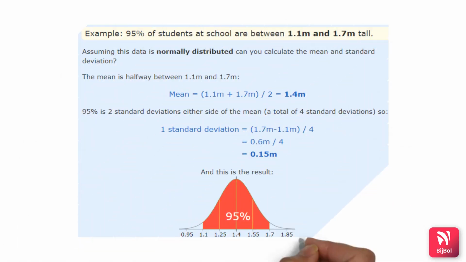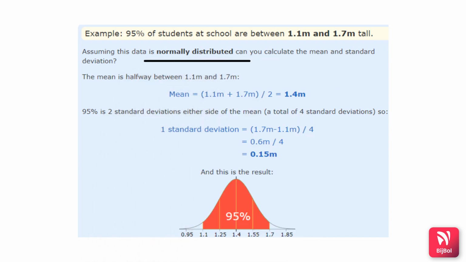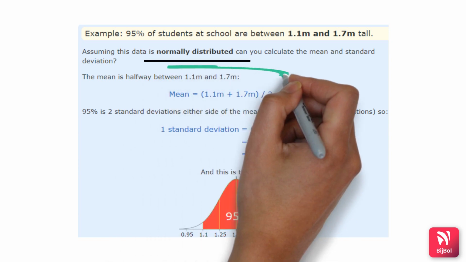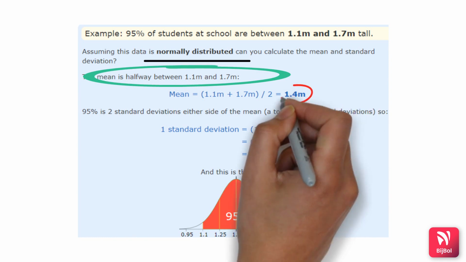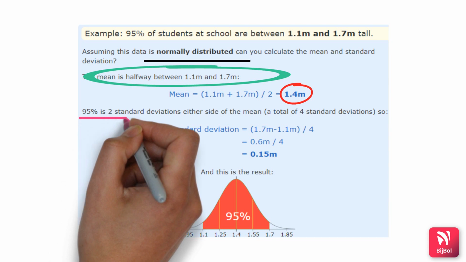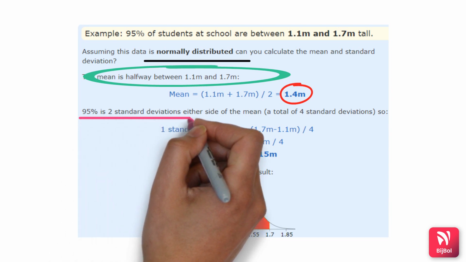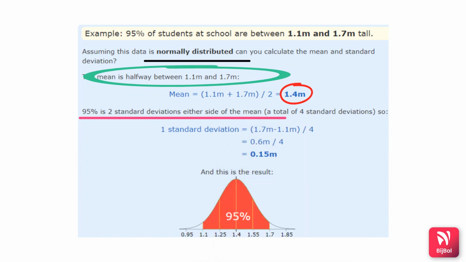Now let us see an example based on what we have learned. Here we have 95% of the students at a school, and they are between 1.1 meter and 1.7 meter tall. From this information, we need to calculate the mean and standard deviation. Let us assume the data is normally distributed. So how do we calculate the mean? Add 1.1 and 1.7 and divide by 2, which is 1.4. Now 95% means it is two standard deviations on either side, that is, you have a total of 4 standard deviations.